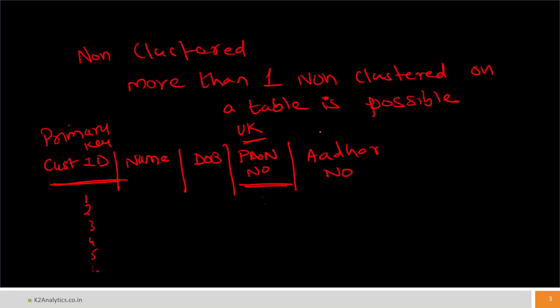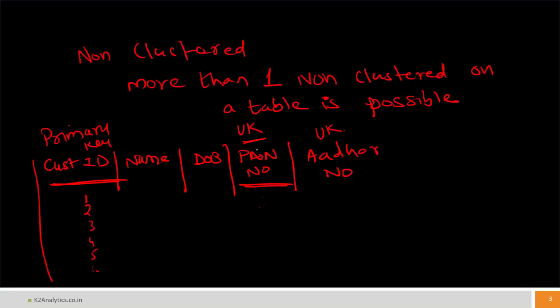Then you have another column, Aadhaar number. Aadhaar number also you put a unique key constraint, assume. Again, can you sort this entire table by Aadhaar number also? The moment you sort the data by Aadhaar number, the previous sorting by PAN number or by customer ID will go for a toss. As a result, we clearly understand that data can be sorted in only one way. As such, you can have only one clustered index.